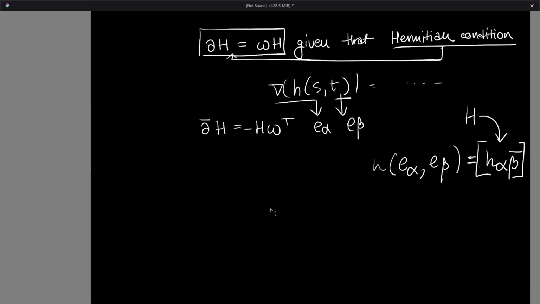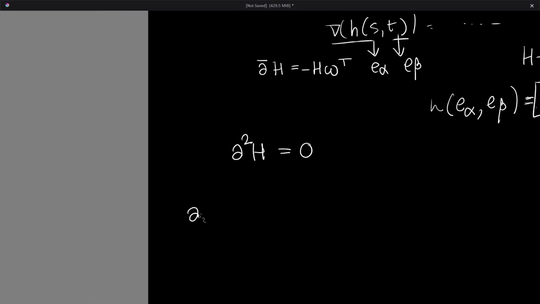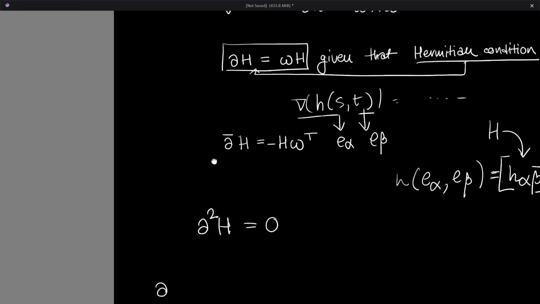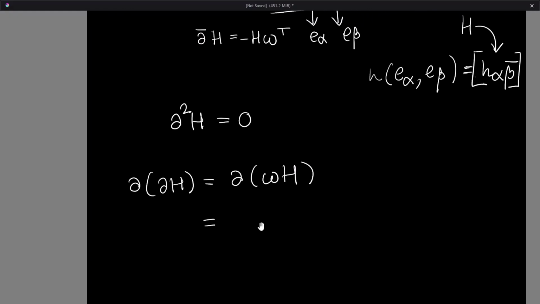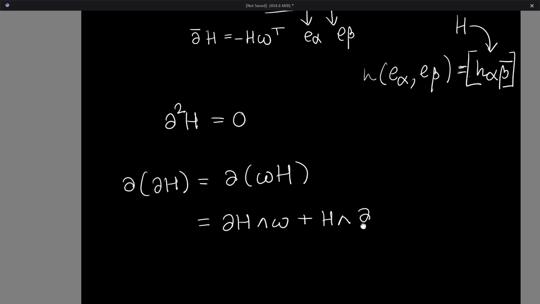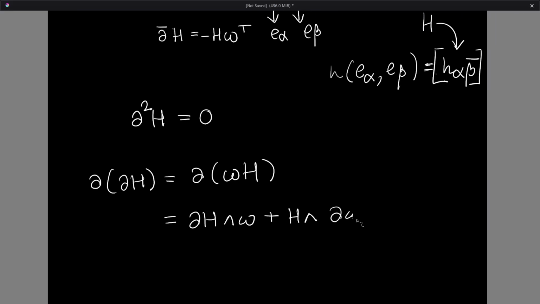So, right, what do we do with that? What we do is that, first of all, we note that partial square of H is equal to 0, because this is identically 0. And then we evaluate partial square of H. So partial of H is this, right? So partial square of H is partial of H, which is equal to partial of omega H. And then you have to use Leibniz rule. So we get partial H wedge omega plus H into, I think you have to do a wedge here too, I'm not sure. Partial of omega.